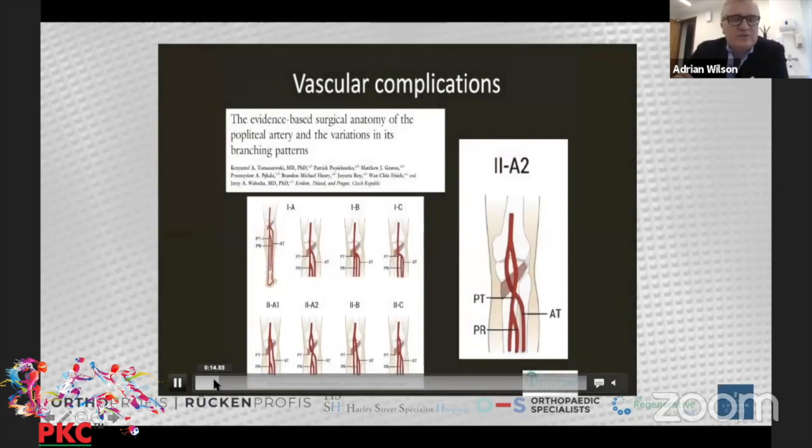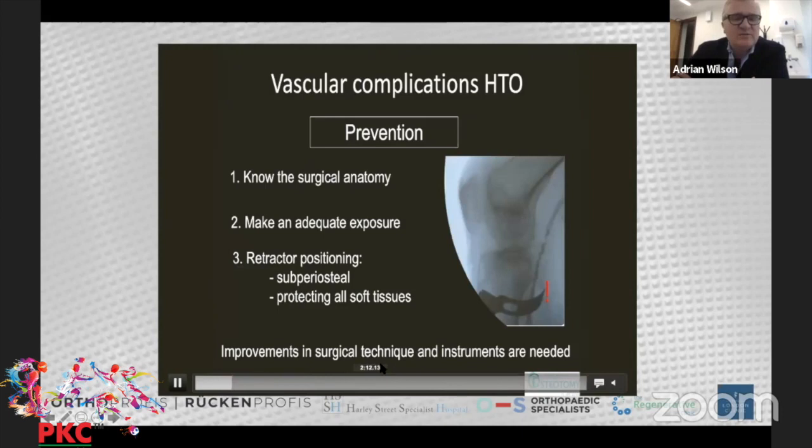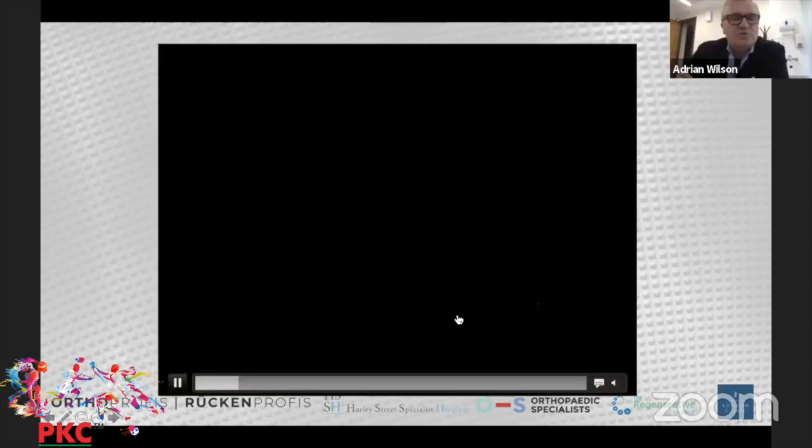So here's a chart of the different branches, similar images to what you've already seen. This is what we want to prevent. So we need to know our surgical anatomy, make an adequate exposure, and we need to have an appropriate positioning for our tools. Now, the retractor needs to protect the neurovascular structures.